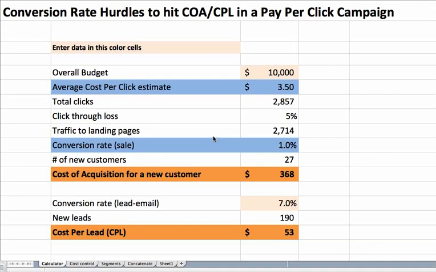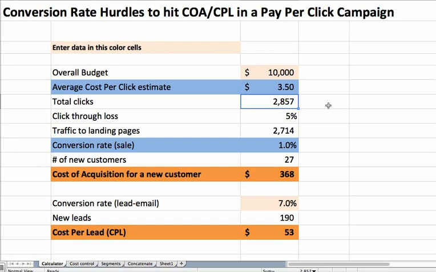Today we're going to look at a simple conversion rate funnel for a pay-per-click campaign. So let's say we have an overall budget of $10,000 and our average cost per click is going to be $3.50. And you can find this out in advance using tools like the Google Keyword Research tool or other tools like Market Samurai. The total number of clicks you're going to then get is 2857.